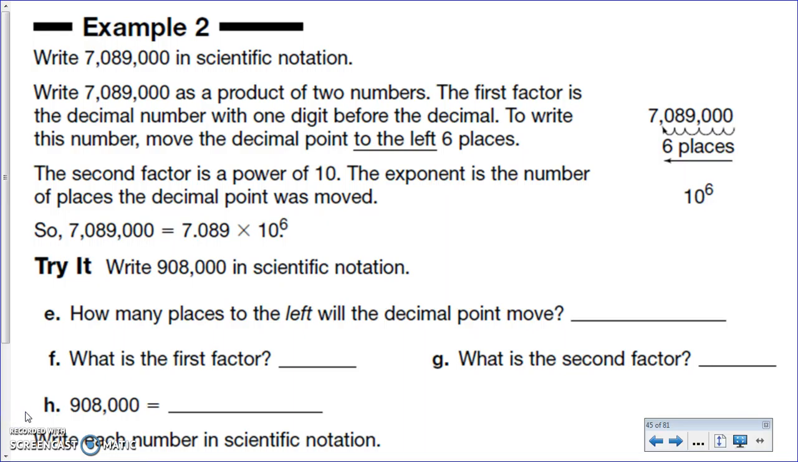Try it. Write 908,000 in scientific notation. How many places to the left will the decimal point move? Well, we know it needs to come from the end of the number to just behind the first digit, which is the 9, so it needs to move 5 places. Then our first factor is going to be 9.08 because we have to have all of that number until there's just zeros left after it.